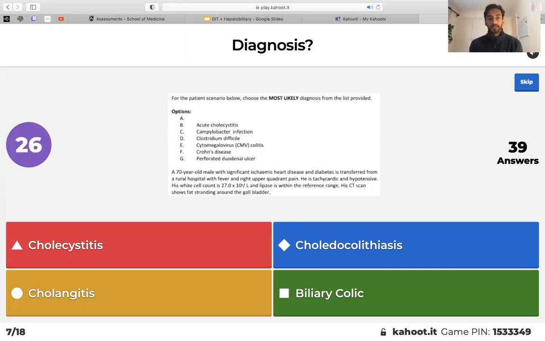This is a guy presenting with fever, right upper quadrant pain, tachycardic and hypertensive. White cell count is high. Lipase is within the reference range. And there's fat around the gallbladder.